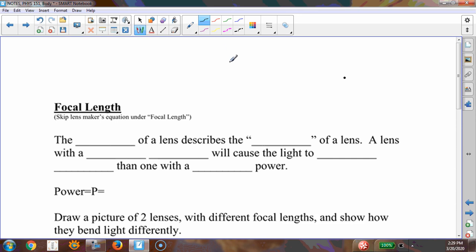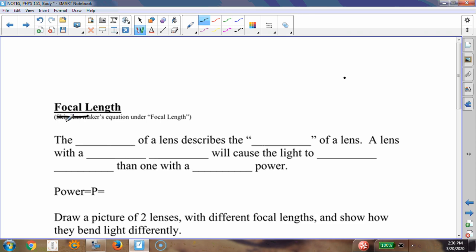Okay, we don't skip many sections in the book, but this is one point where we've skipped something. We are skipping the lens maker's equation that's under the focal length section of your book. This is important for people that create glasses, that you understand this if you're going to go to optometry school, but I don't think any of you are, because there's another class you need for that. Anyway, we're going to skip that section.